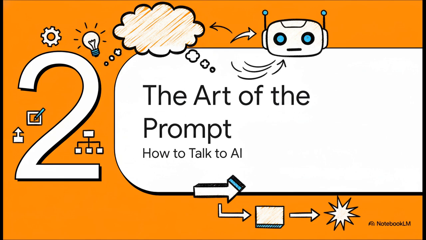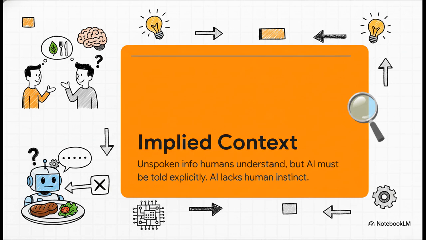Okay, so now we know the different types of AI. That's great, but how do you actually get them to do what you want? Well, that brings us to what is easily the most important skill you can learn right now, the art of the prompt. The number one rule of talking to an AI, you have to state the obvious.